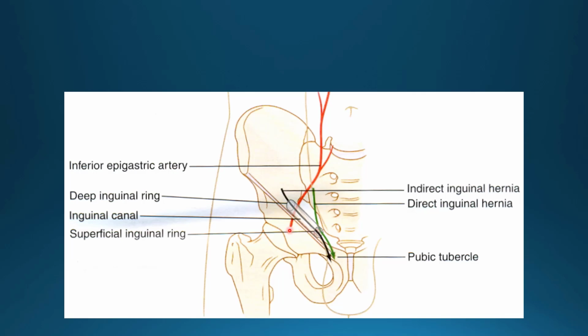Okay, and you can also appreciate here, this is inferior epigastric artery which is medial to the deep inguinal ring. So whenever the hernia protrudes out of the abdominal wall, if the root of the hernia is lateral to the epigastric artery, that is indirect. If the root of the hernia is medial to the epigastric artery, that will be direct hernia. So I am showing you with one triangle here in blue color.